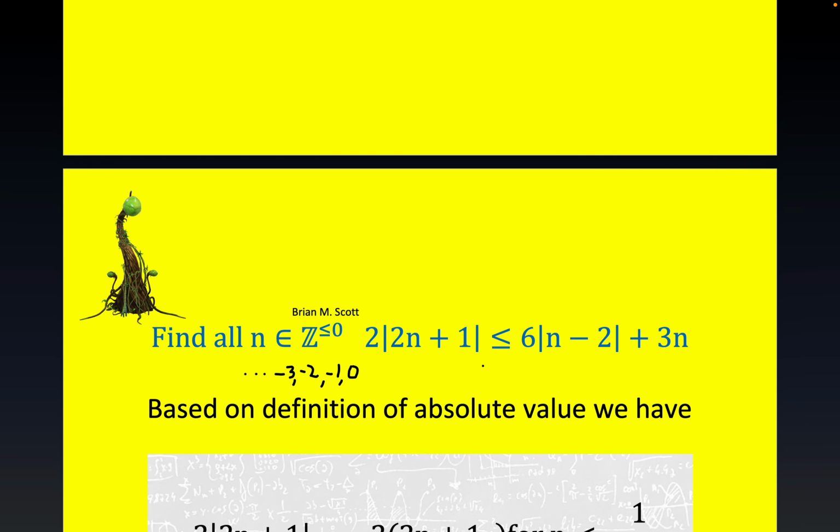Now you'll notice real quick, 0 is a non-positive integer. And notice that n equals 0 is a solution. You guys can verify that. So n equals 0 is a solution. Very easy to verify. Won't waste the video time to do it.